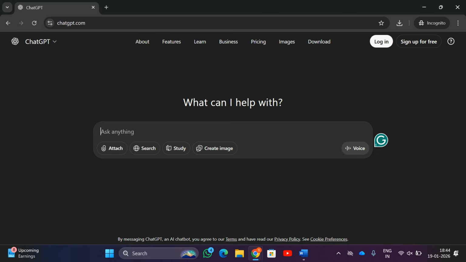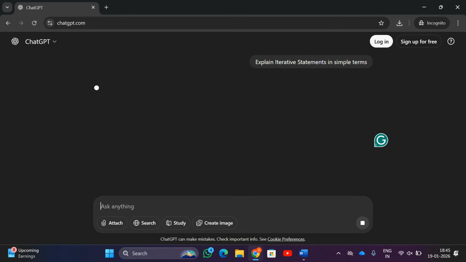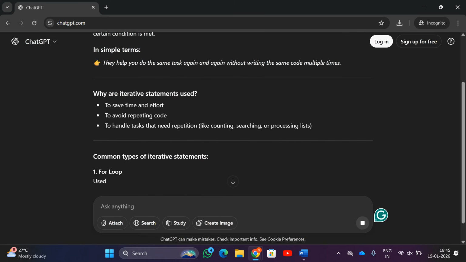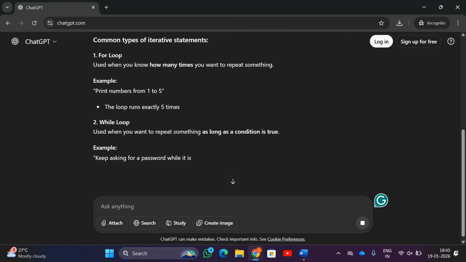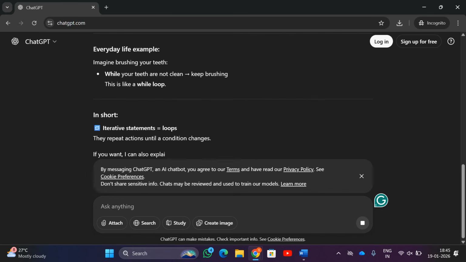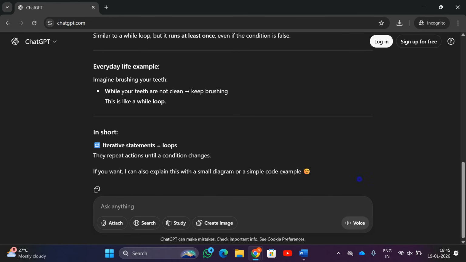So I am writing here: explain iterative statements in simple terms. I'm giving this, and I will be getting a lot of content. See, we are getting a lot of content: for loop, while loop, a simple example, do while, an everyday life example. Like this we got some content.